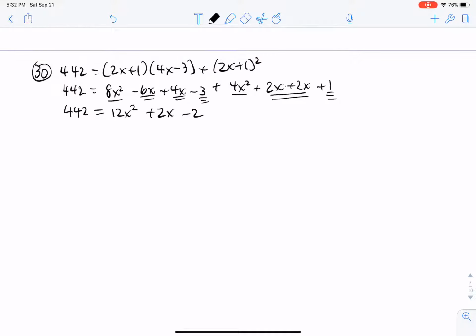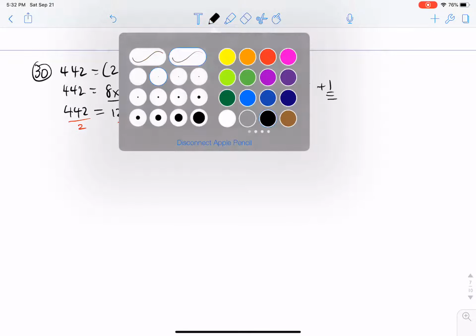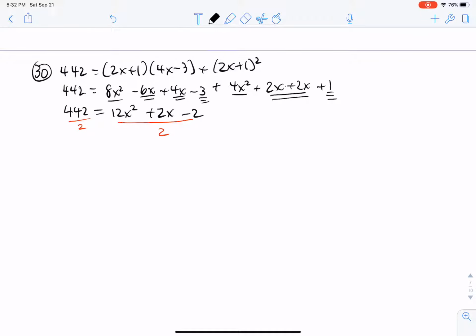Okay, so notice that everything here is even. All our numbers are even, which means if we divide everything by 2, numbers are going to be smaller, a bit easier to work with. So 442 divided by 2 gives us 221 is equal to 6x squared plus x minus 1. Okay, notice that this is a quadratic equation. It's quadratic because we have ourselves an x squared term.